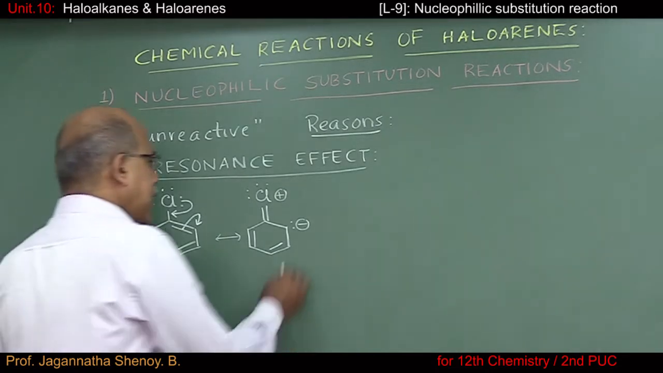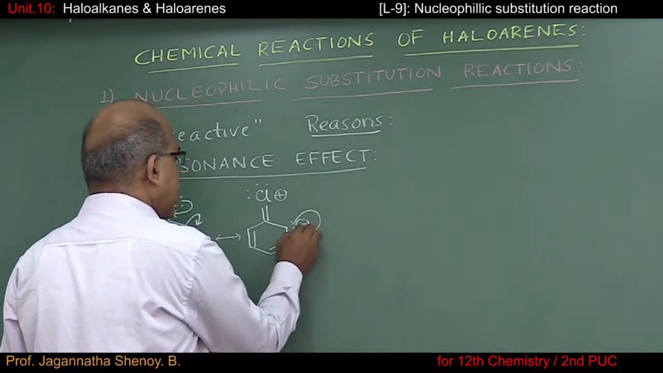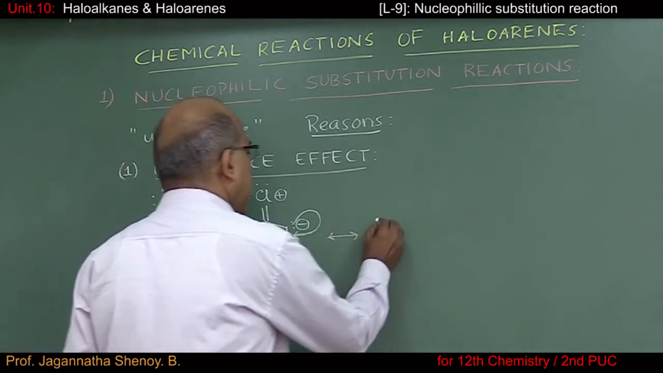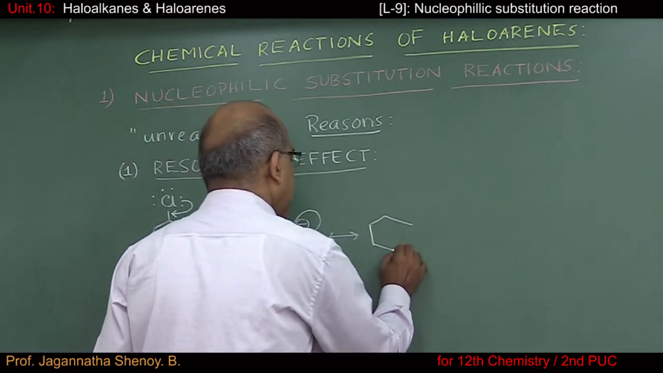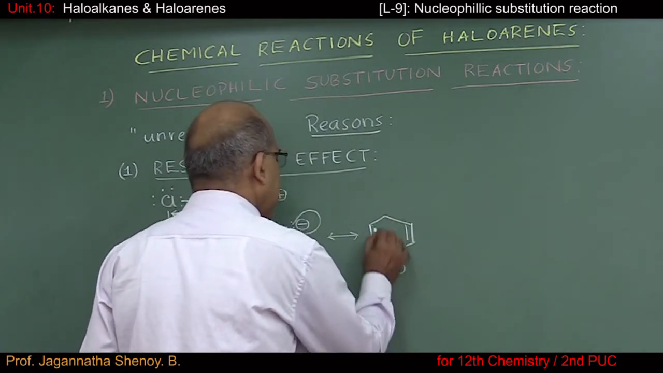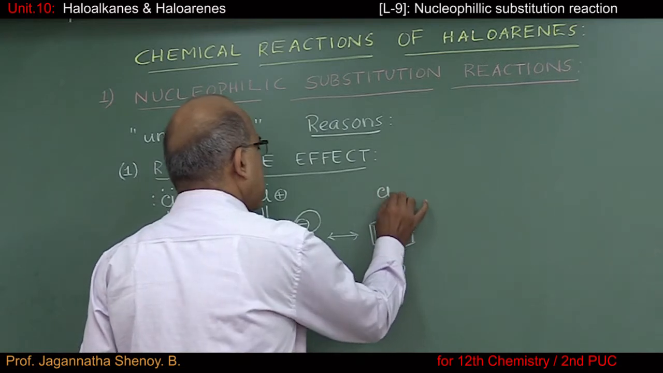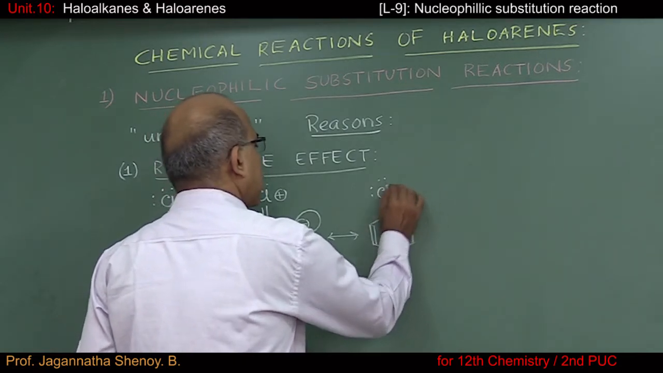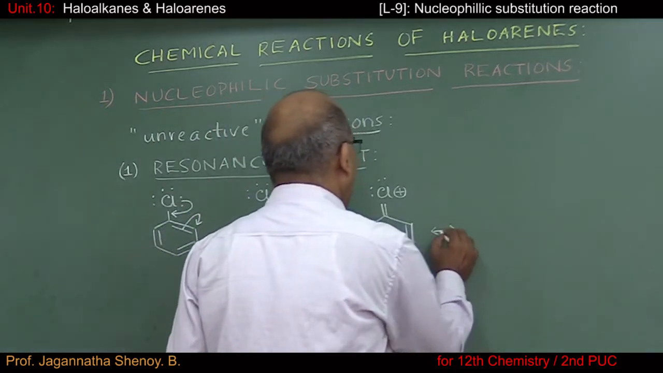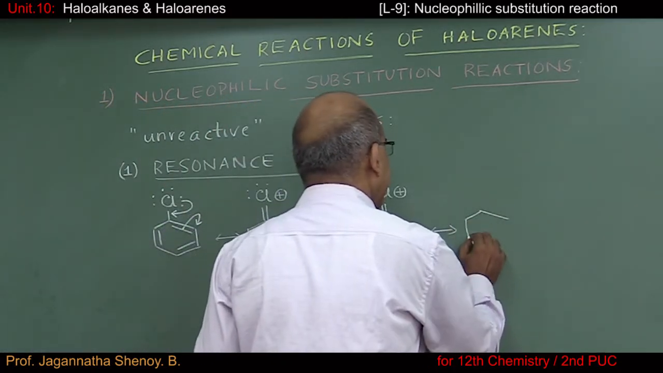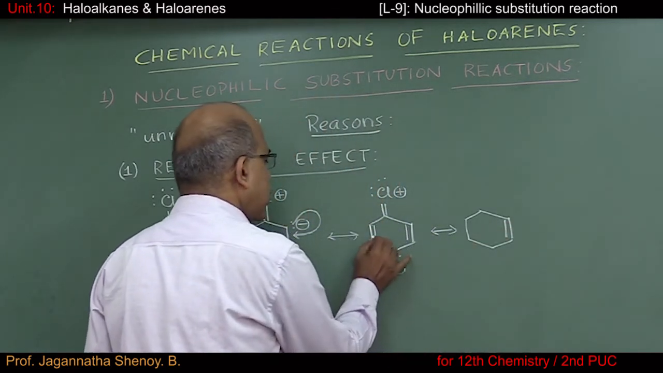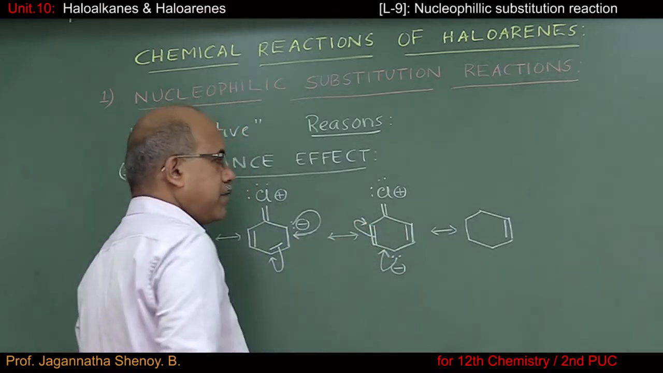I'll continue writing the other resonating structures. This is the third resonating structure. I'll go with the 4th one. For that, I'll shift this lone pair of electrons here. The pi electrons get shifted.